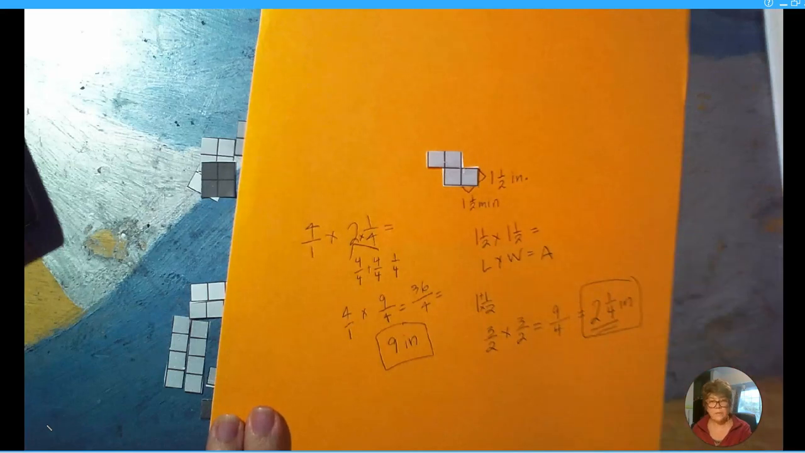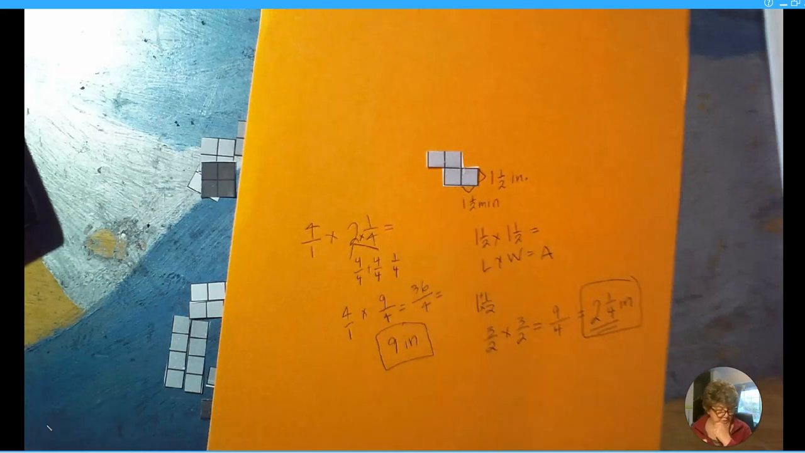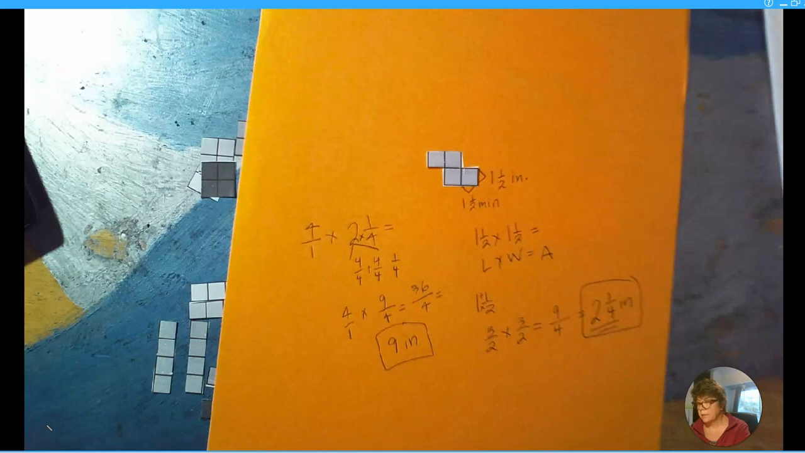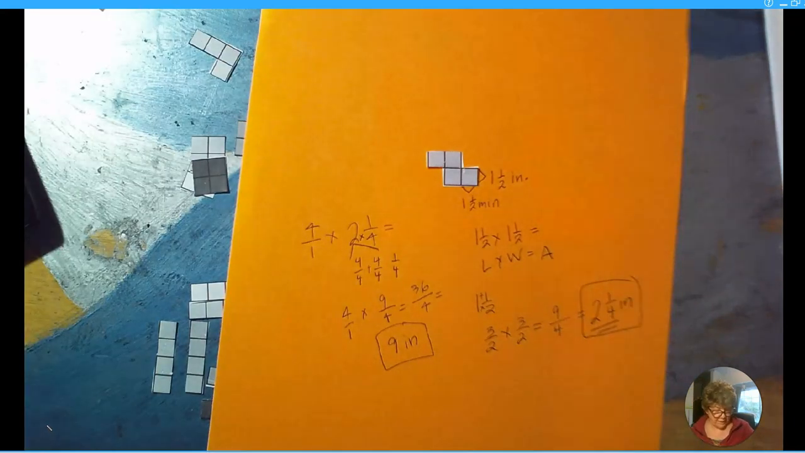Okay, now one last question before we go to our next video. If the tetrominoes are all composed of squares that are the same size, if the area of this one is 9 square inches, what are the areas of the other tetrominoes? Like this one, and this one, and these. Are they all 9 square inches?